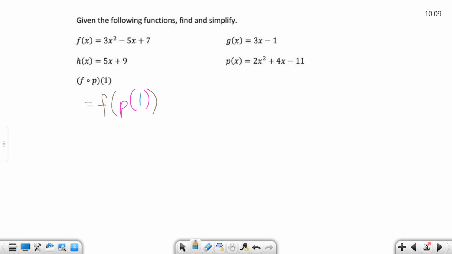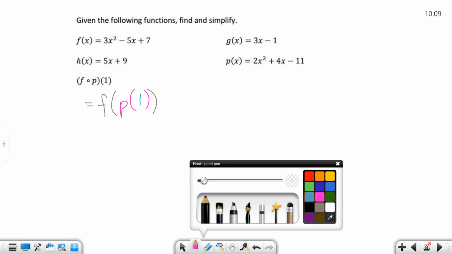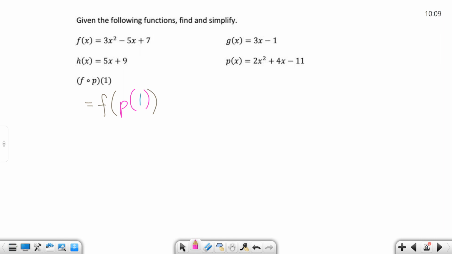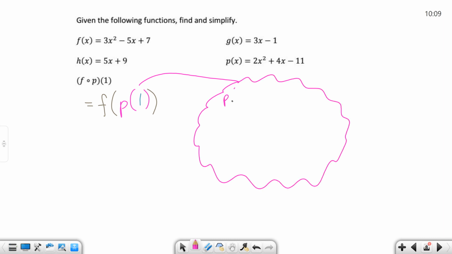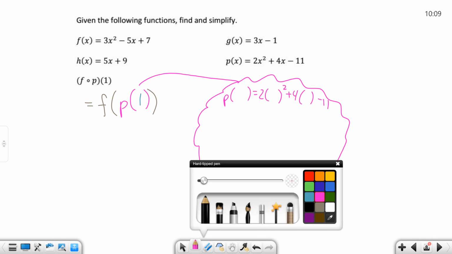So what do you think it helps us to do first? Do f of p of x and then plug 1 in? No, that's way too much. Find the pink first, right? The pink, the fuchsia with the blue plugged in. So what I'm going to do is come out here to the side in a thought cloud, and I'm going to say p of 1 equals 2 times 1 squared plus 4 times 1 minus 11. And I know I didn't write the 1 in there because I'm going to do it in blue.